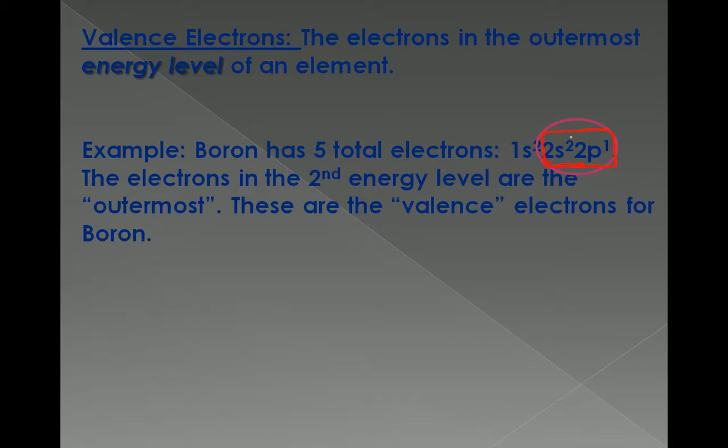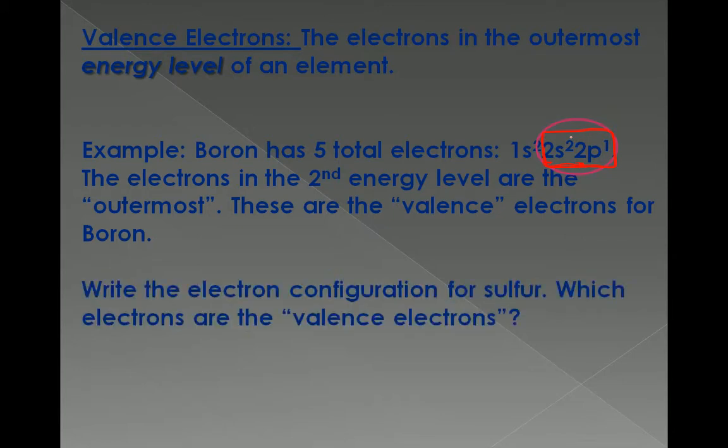So it's really pretty easy. Again, the definition: valence electrons are just the electrons farthest away from the nucleus, and what energy level are they in. And that's what you do. Look at your electron configuration. Okay, so let's do this for sulfur now.